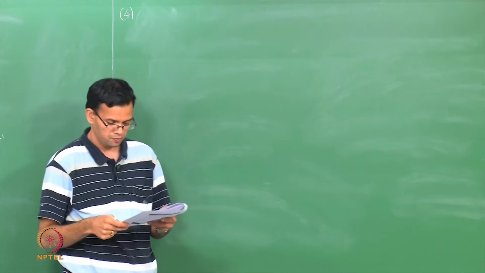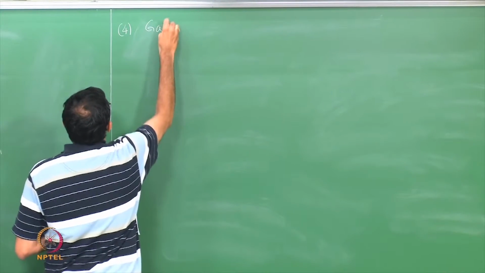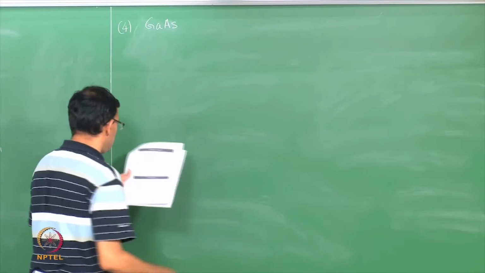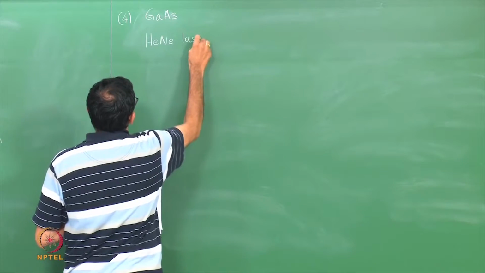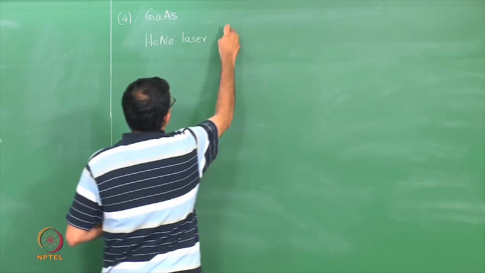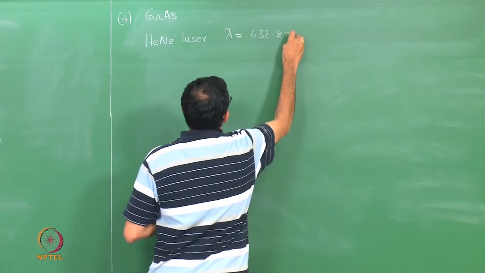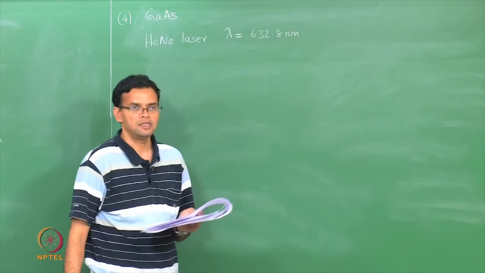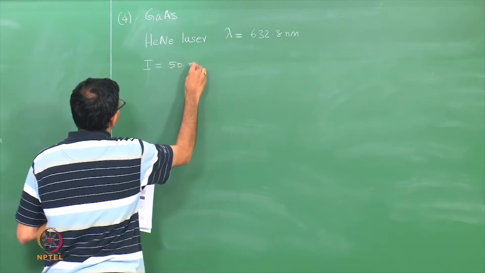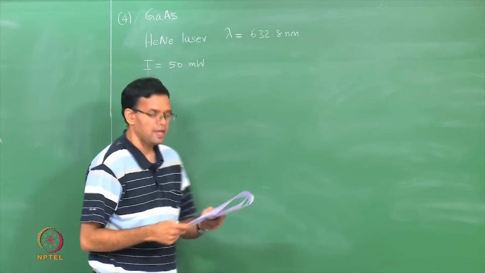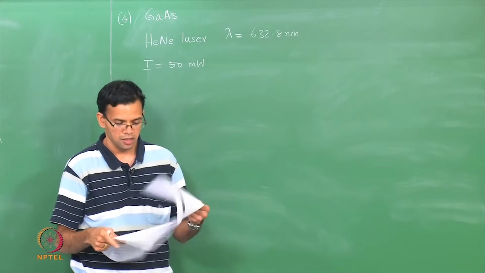So, problem 4, you have a gallium arsenide sample illuminated with a helium neon laser beam. The wavelength of the laser light is 632.8 nanometers and the intensity is 50 milliwatts. We want to calculate how much power is dissipated as heat in the sample due to thermalization.